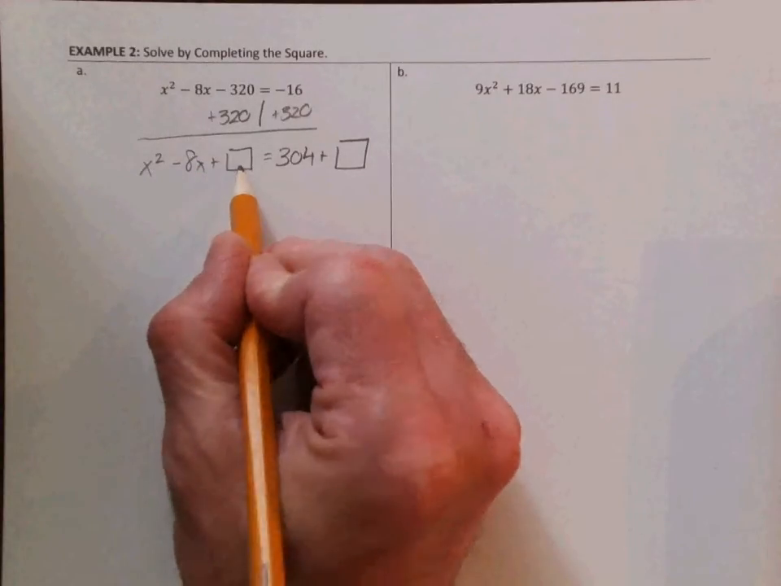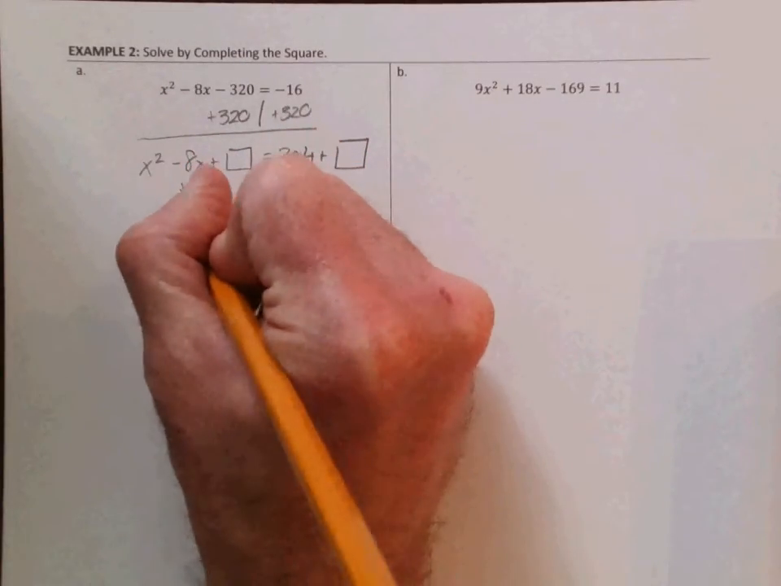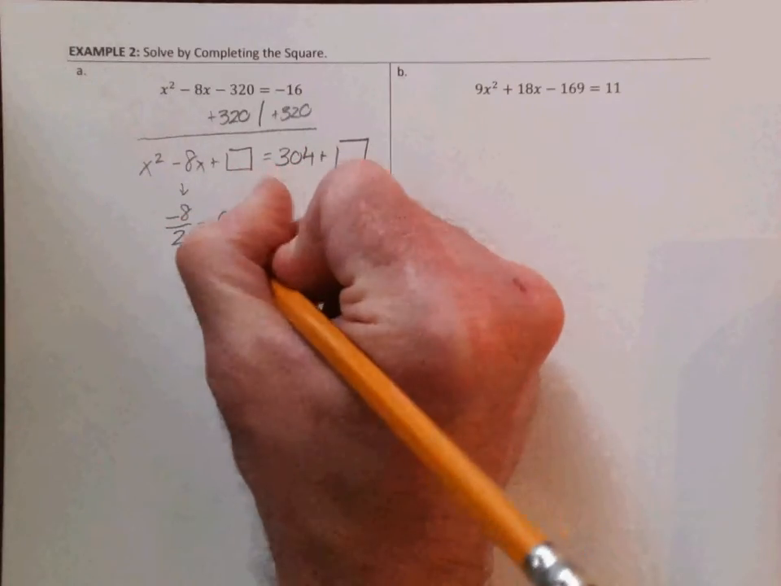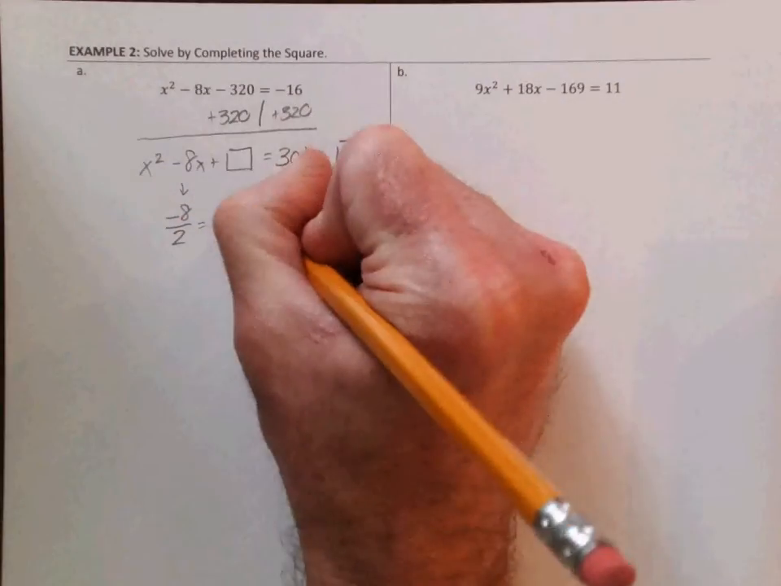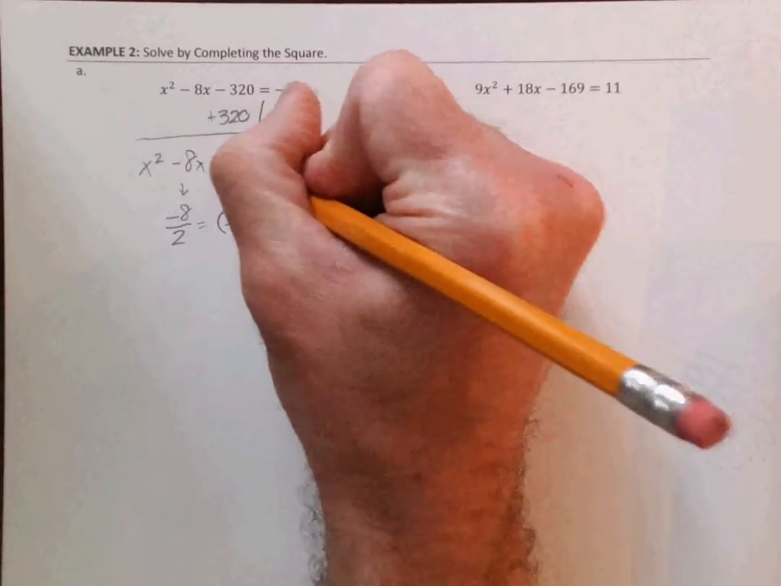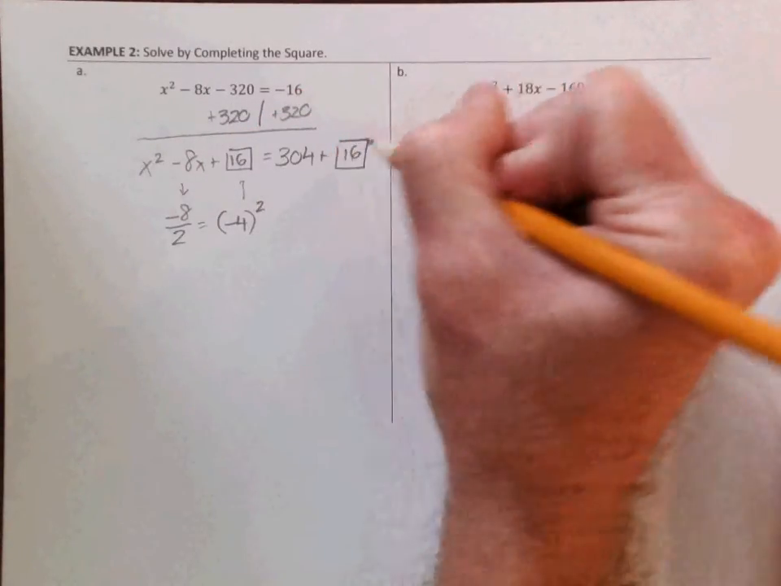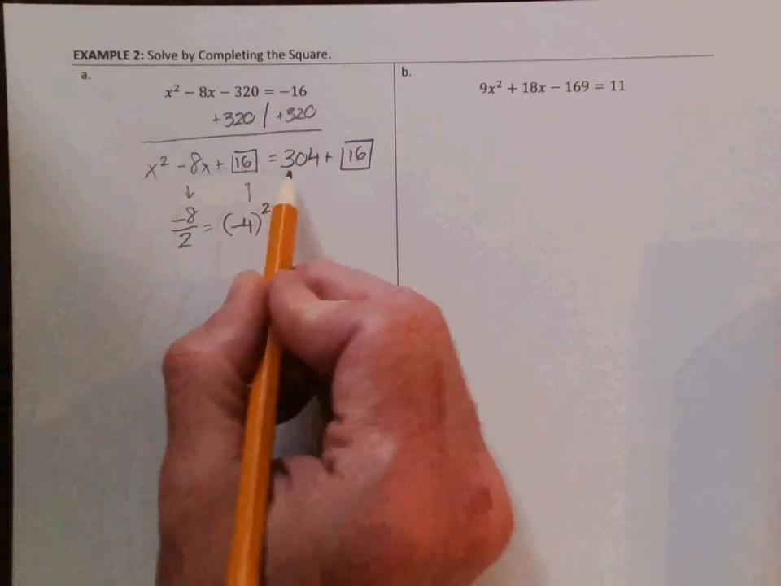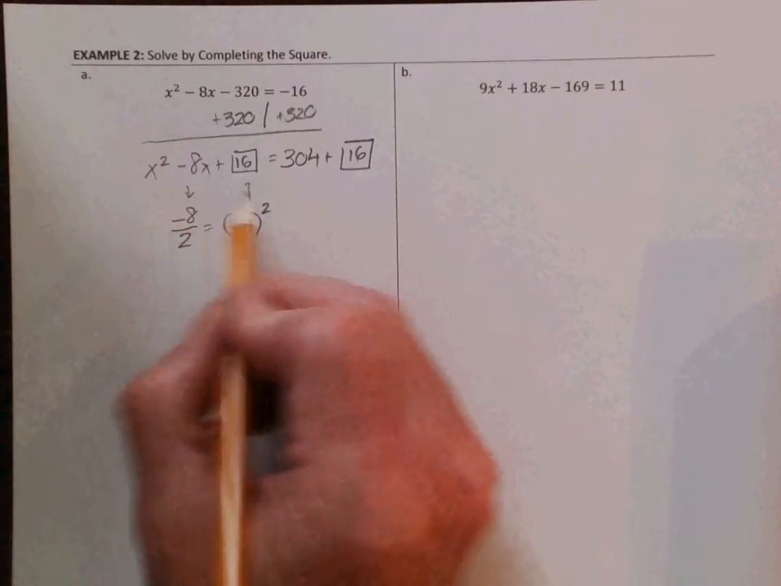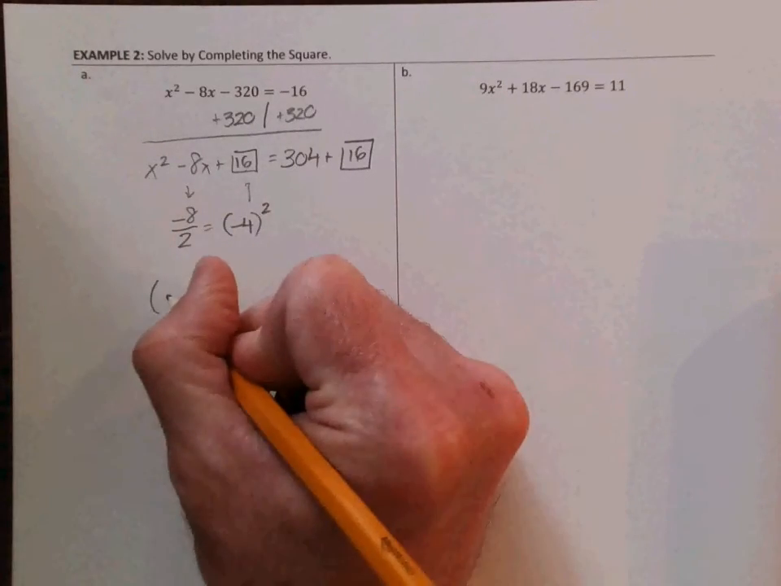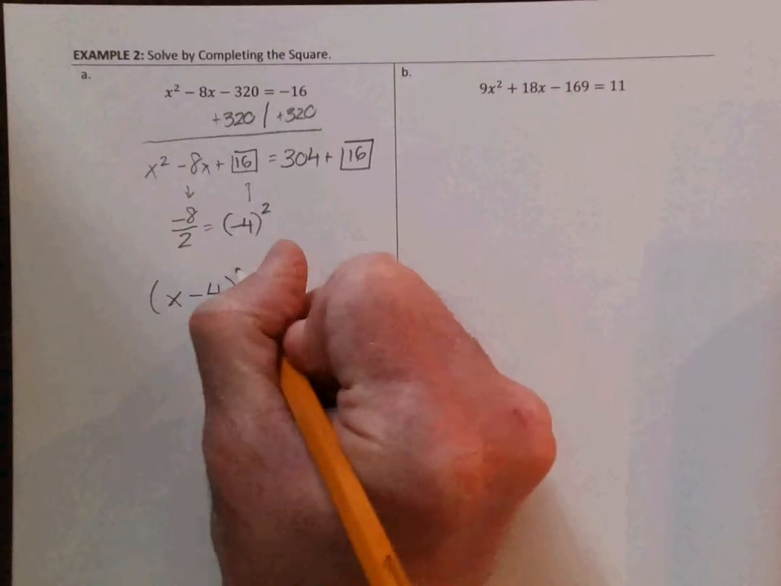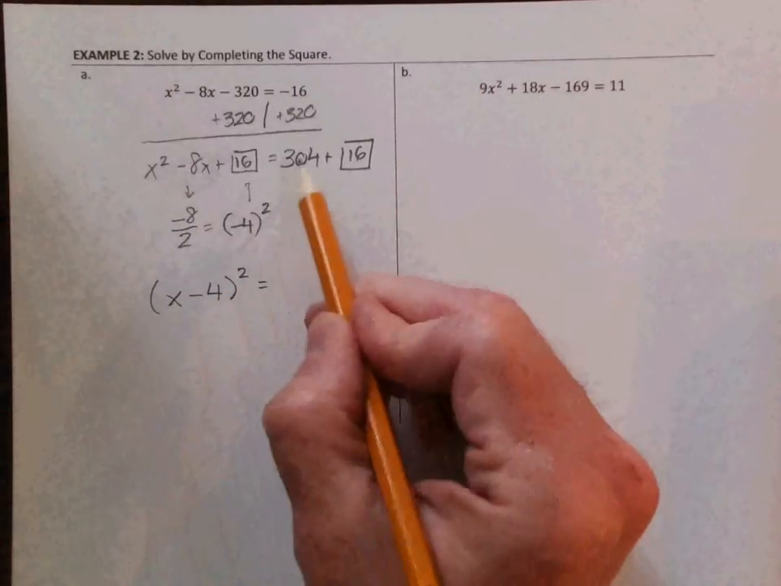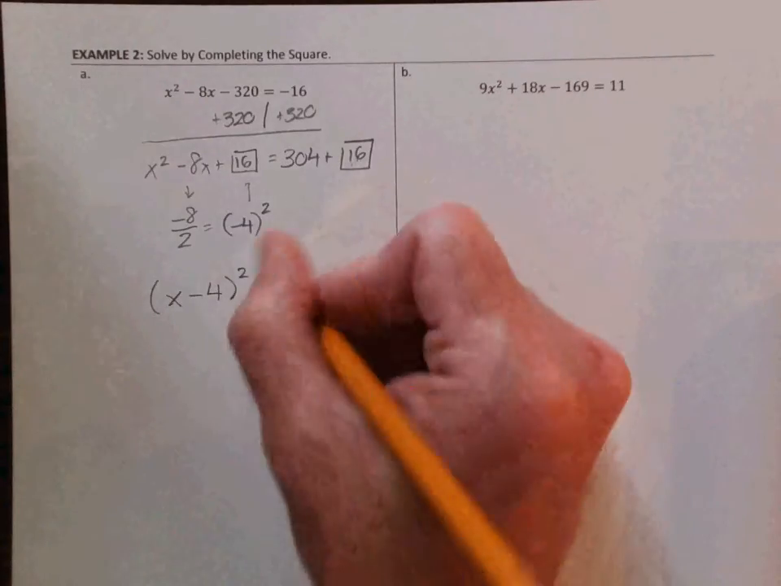So to figure out what goes in the box, I'm going to take my b, negative 8, divided by 2. So I'm going to get negative 4 and square that quantity, and that goes into both of these boxes. So I have x squared minus 8x plus 16 is equal to 304 plus 16. Now, the left-hand side is a perfect square trinomial. So it factors as x minus 4 quantity squared equals 304 plus 16, which is 320.